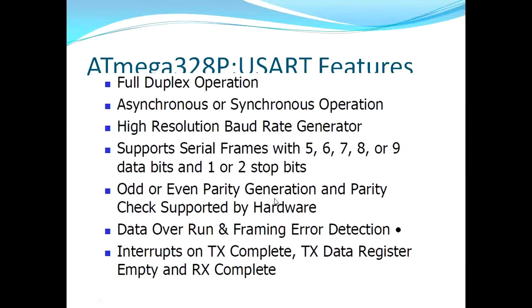So odd and even parity generation is also provided. Then data overrun and framing error detection are also available. Whenever you are sending the data, it should be framed, and at the receiver end it should be deframed, and we have to remove the start bit and stop bit, and then the particular data bits will be retrieved at the other end. To indicate that transmission or reception has started, there are two flags available. One is TX and another is RX.